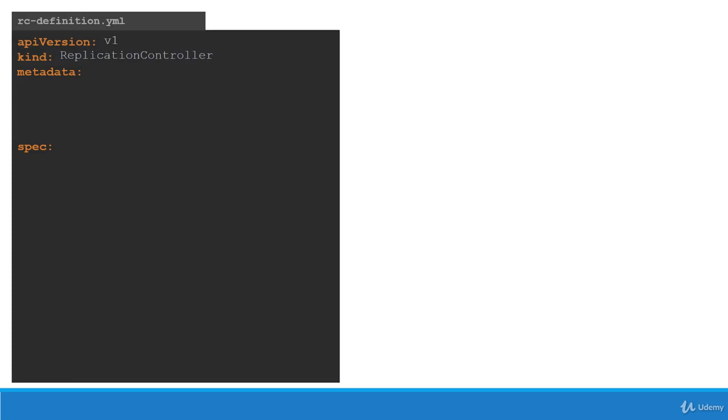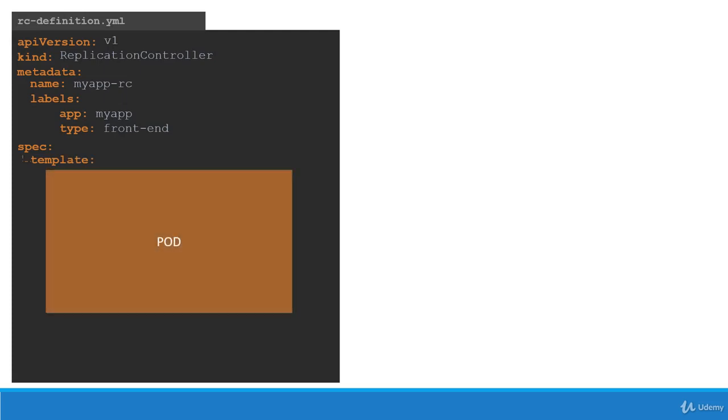Under metadata, we will add a name and we will call it myapp-rc, and we will also add a few labels, app and type, and assign values to them. So far, it has been very similar to how we created a pod in the previous section. The next is the most crucial part of the definition file, and that is the specification, written as spec. For any Kubernetes definition file, the spec section defines what's inside the object we are creating. In this case, we know that the replication controller creates multiple instances of a pod. But what pod? We create a template section under spec to provide a pod template to be used by the replication controller to create replicas.